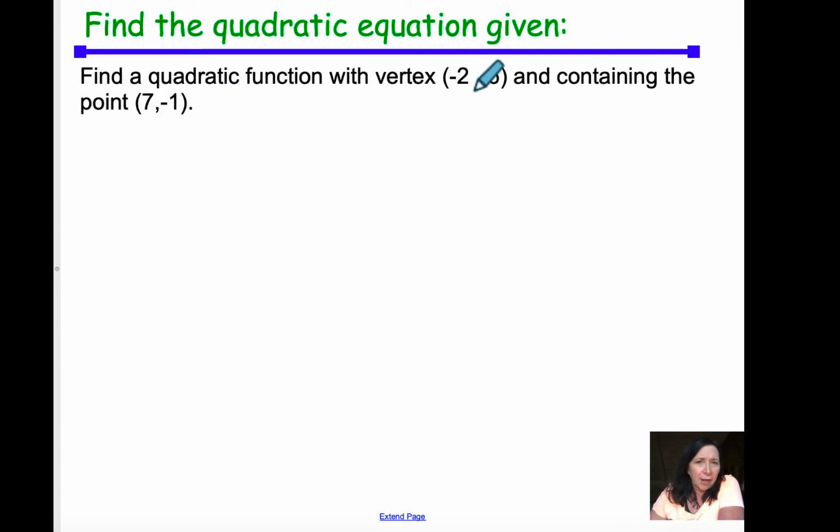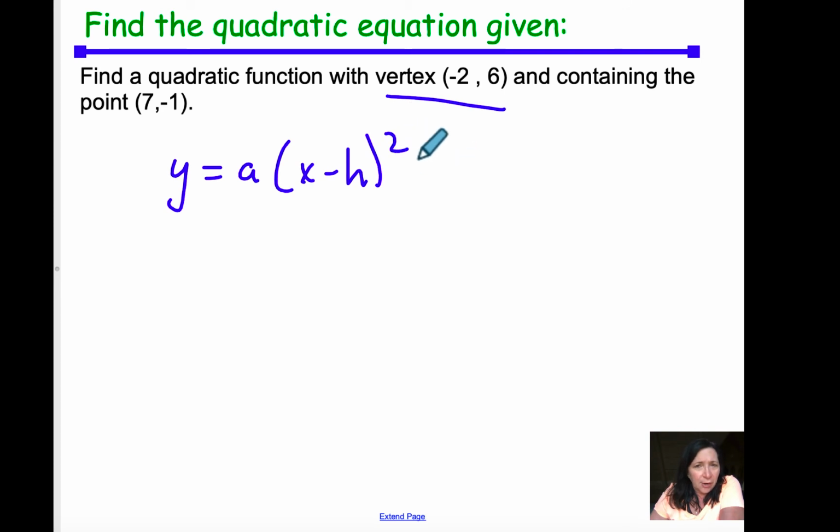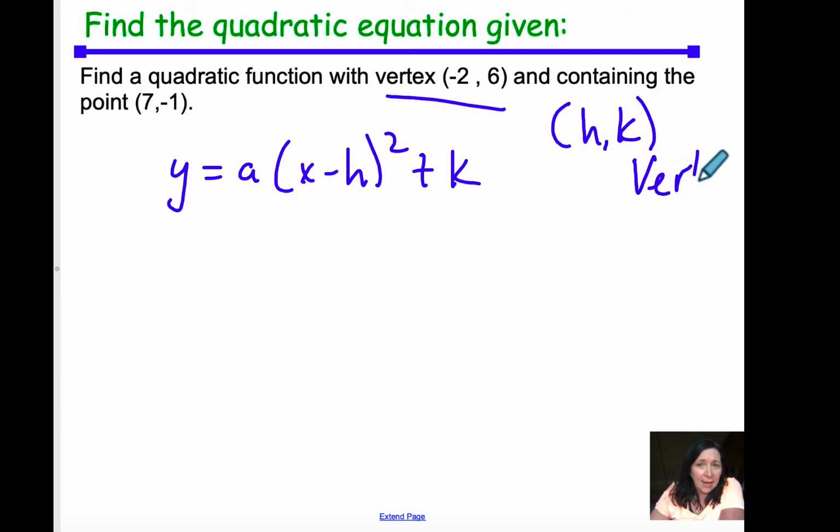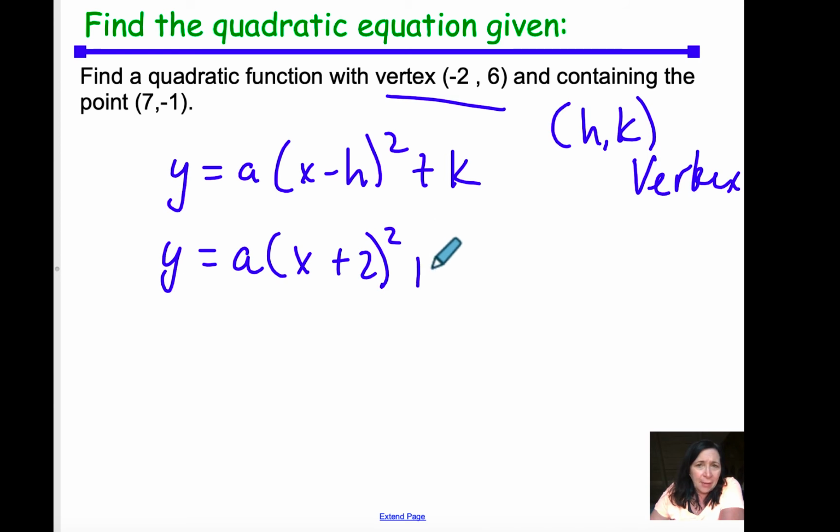This is find a quadratic function that has this vertex. So this is going to be y equals a times x minus h quantity squared plus k, where h comma k is my vertex. And if they gave me my vertex, that's that right there. So I have y is equal to a times x plus 2, that's the opposite, and then plus the same, k. Now I still have 3 unknowns, but I do know a point, which is 7, negative 1.